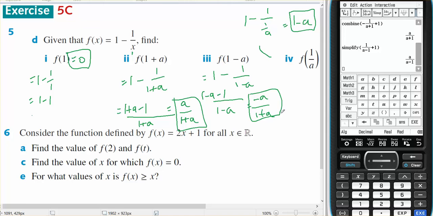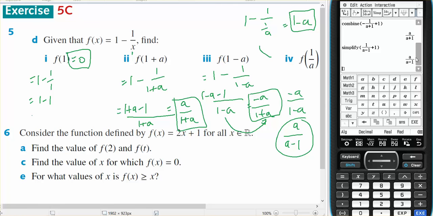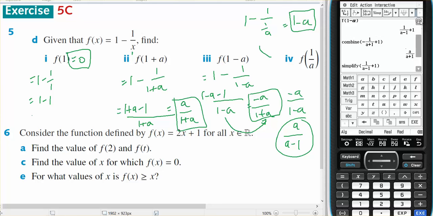Notice that I actually wrote my answer wrong, because that should be a minus there, to be 1 minus a. Now, negative a on top of 1 minus a is the same as positive a over a minus 1, which is what the calculator has given as the answer. And lastly, I'm looking for f of 1 on a. So if I do 1 divided by a, I get an answer which is that, which is negative a plus 1, which is that answer.